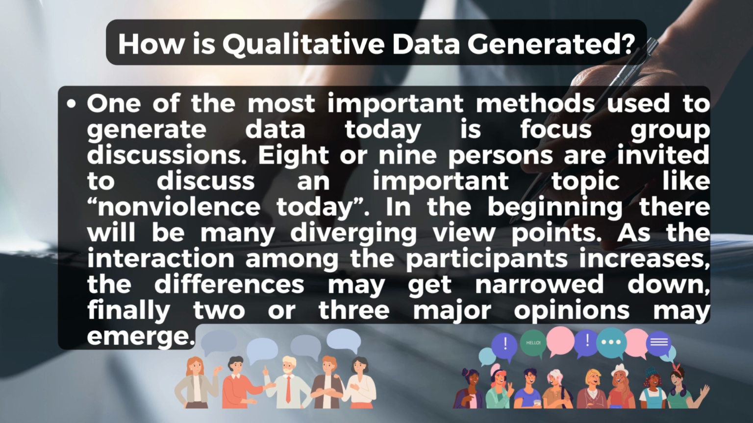One of the most important methods used to generate data today is focus group discussion. 8 or 9 persons are invited to discuss an important topic, for example, the relevance of non-violence in today's age. In the beginning, there will be many diverging viewpoints. As the interaction among the participants increases, the differences may slowly start getting narrowed down. And finally, just 2 or 3 major opinions may emerge.